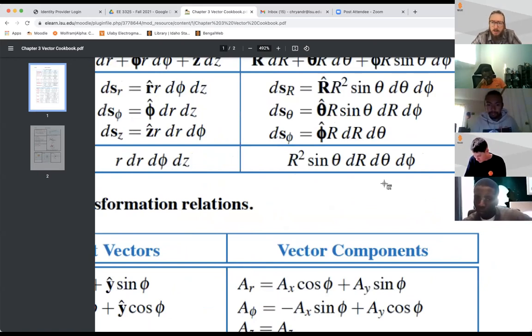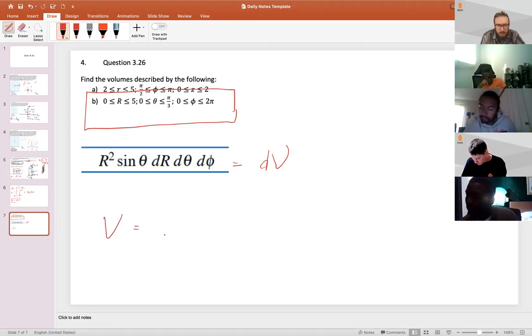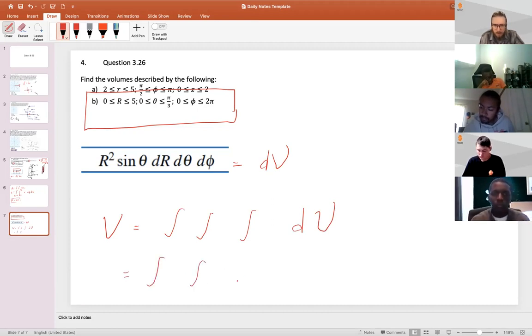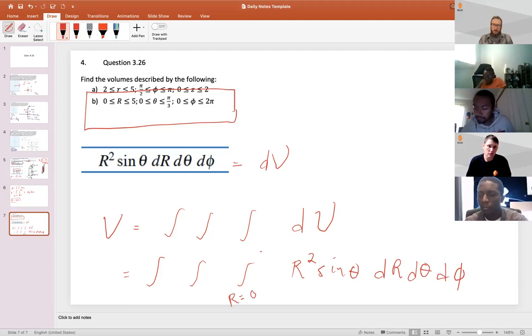So I'll take this and paste it in here. All right, so this is the dv that we have chosen. If we want to do a volume integral, it should look like this. So we're going to have three integrals, and I'm just substituting our dv in, so r squared sine of theta dr d theta d phi. Okay, so what should the limits be for r? Zero to five. Yeah, 0 to 5. And for theta?